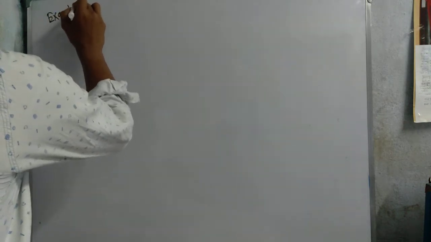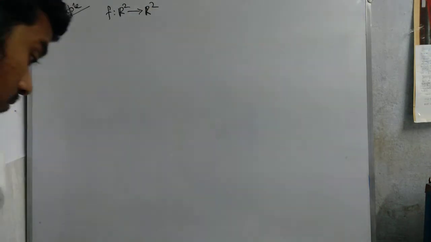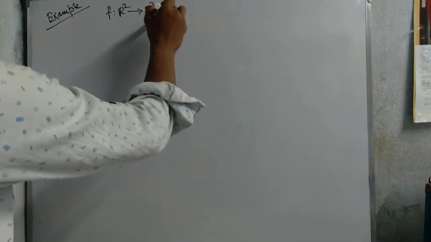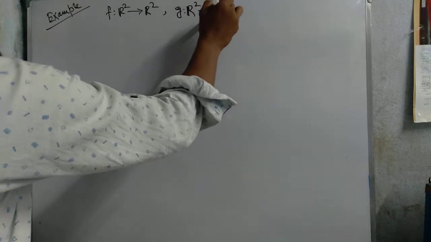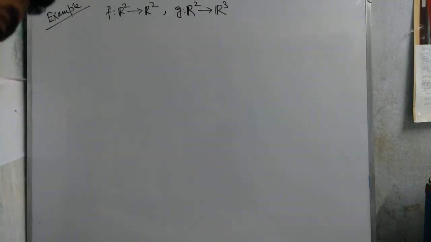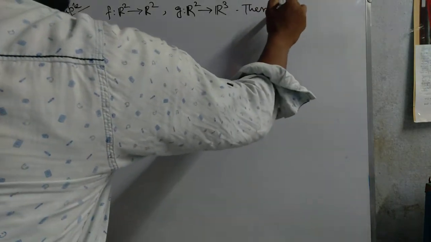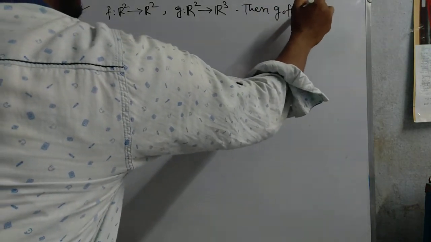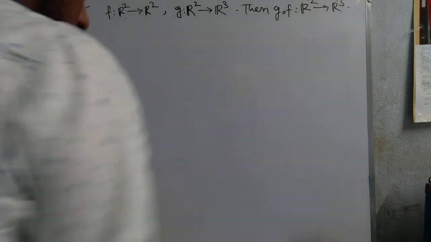Now we write here an example. Let f: R² → R² and g: R² → R³. Then g∘f: R² → R³.